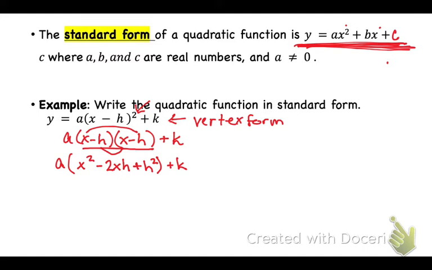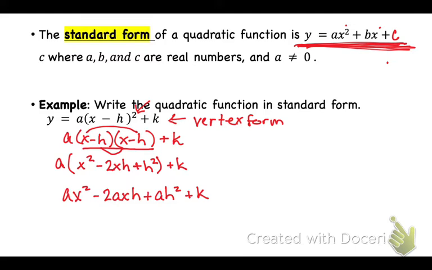Now what? Times a, like distribute it through, right? So I'd have ax squared minus 2axh plus ah squared plus k. Yes? Okay. Now, I'm putting that in front of you because it doesn't matter how weird it looks. That is the process you have to do.